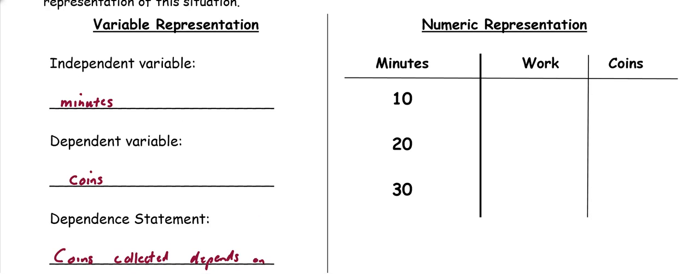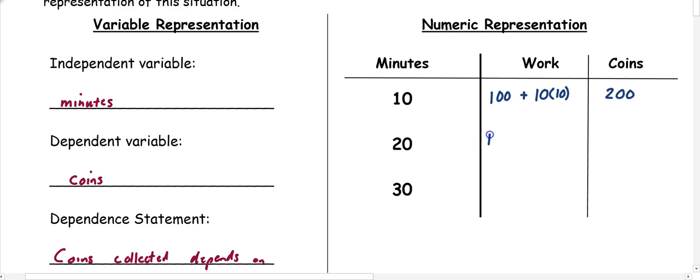Next, we're going to complete our numeric representation. So remember that Mario already has 100 coins, and then he's collecting 10 coins per minute. So we're going to do 10 coins times the number of minutes. So 10 times 10 is 100, plus 100 gets us 200 coins.